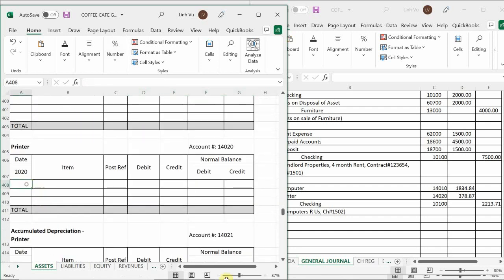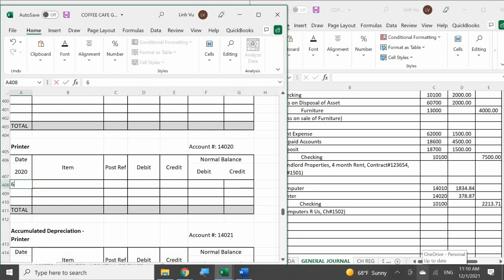And then of course I also bought my printer. My printer, okay, for the 5th, it cost me $350 plus 8.25%.